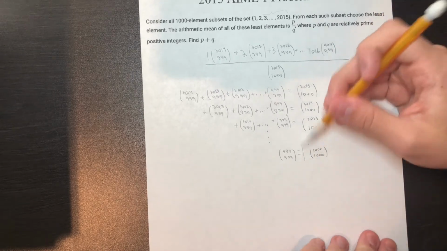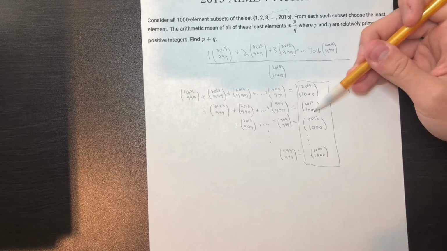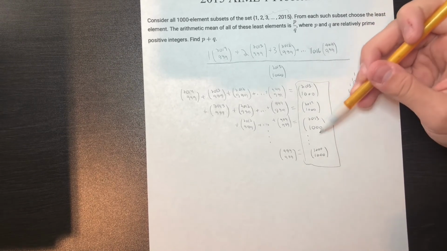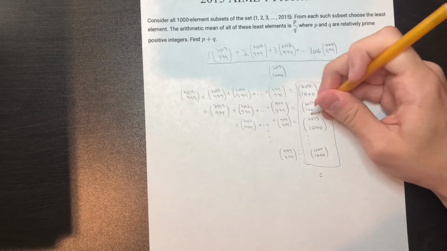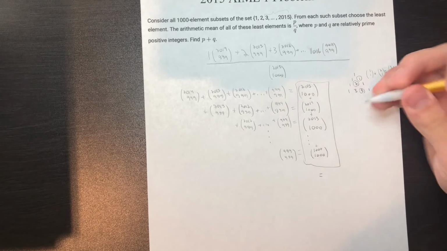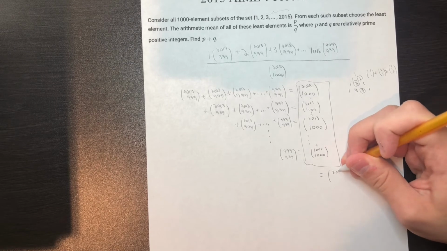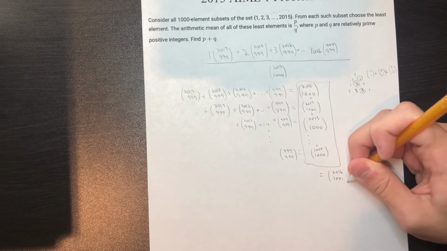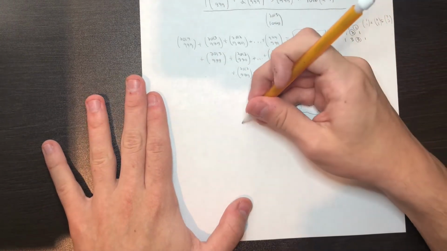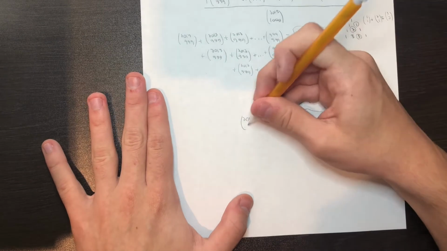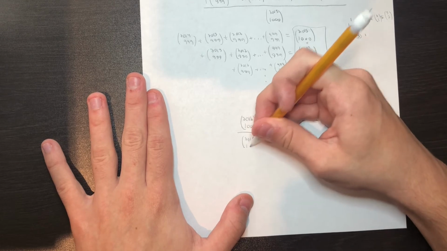So now what we need to do is add up all of these. Well, again, this is another hockey stick. We have this constant down here, 1,000, and this is increasing by 1 all the way up to 2015. So when we add those up, that's just going to be equal to this increased by 1, choose that increased by 1. So that's just going to be equal to 2016 choose 1001. And now we have a really nice way to simplify this. So this whole fraction is just going to become 2016 choose 1001, over 2015 choose 1000.